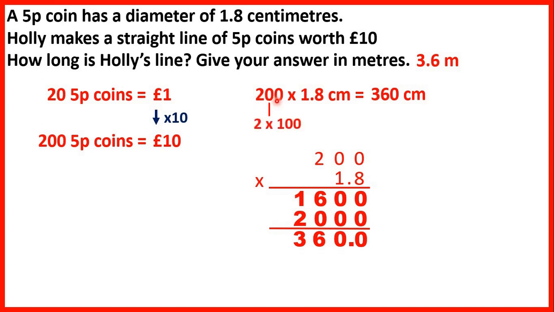We could spot that 200 is the same as 2 times 100, so we could multiply 1.8 by 100 to get 180, and then multiply by 2 to get 360. Or we could do 1.8 times 2 to get 3.6, and then multiply 3.6 by 100 to get 360.